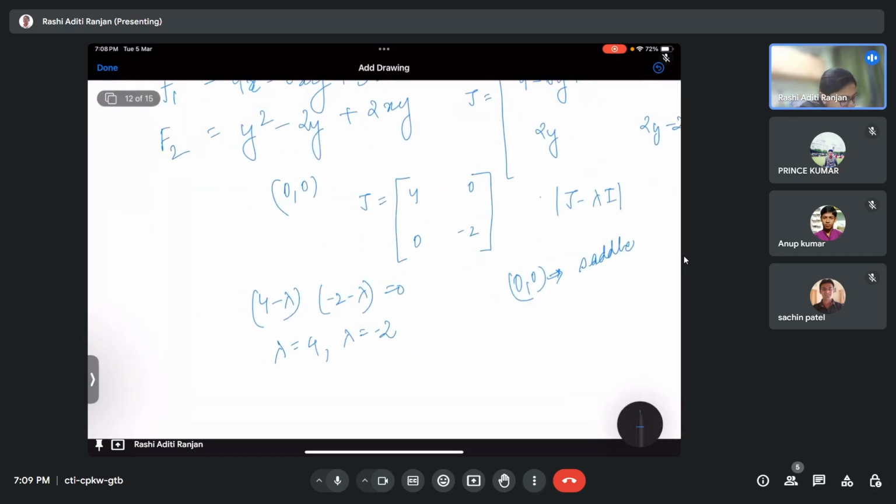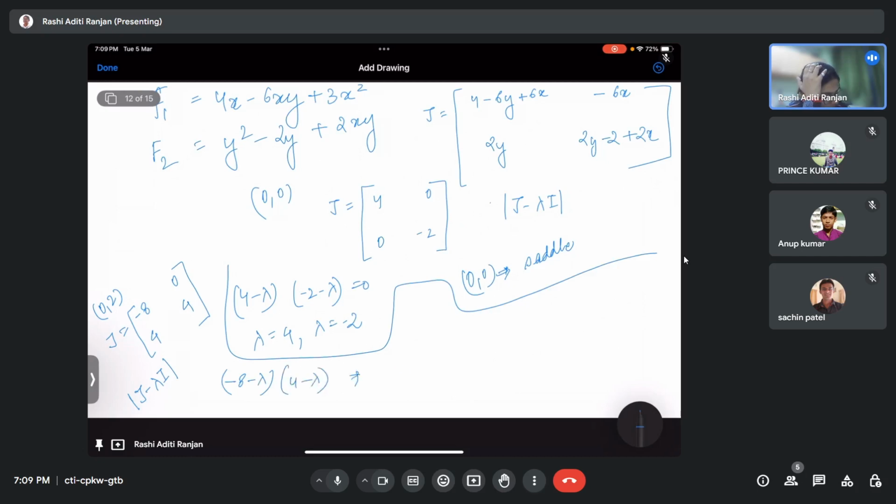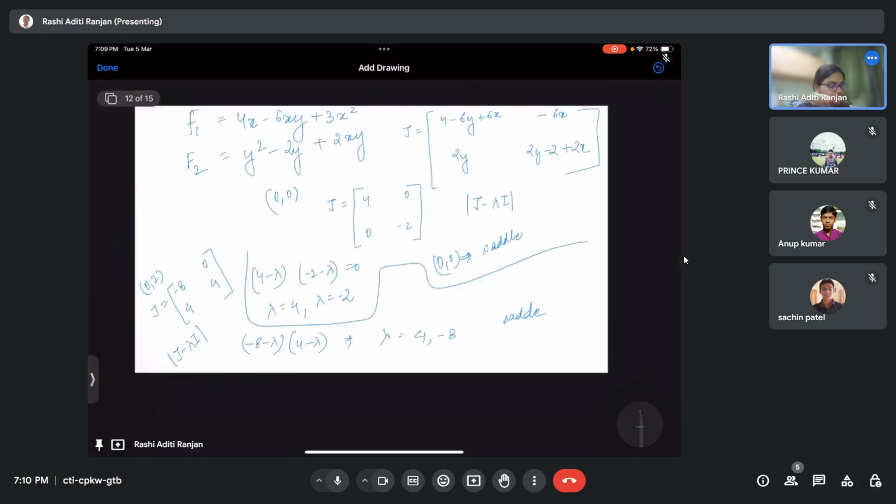Likewise, you can also find it for, let us say, 0, comma 2. So my x is 0 and my y is 2. In that case, my Jacobian will be: 4 minus 12, which gives me minus 8; then 0 for minus 6x; then 2y, which is 4; and then 2 into 2 minus 2, which gives 2. Taking the determinant, this gives me (minus 8 minus lambda) into (4 minus lambda), which results in lambda equals 4, comma minus 8. Again, 0, comma 2 is a saddle. So likewise, you can find out about the stability.